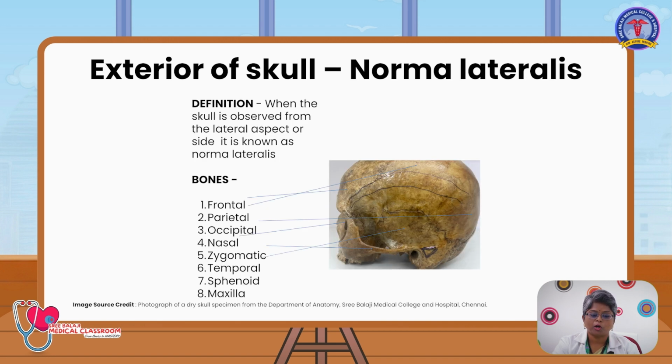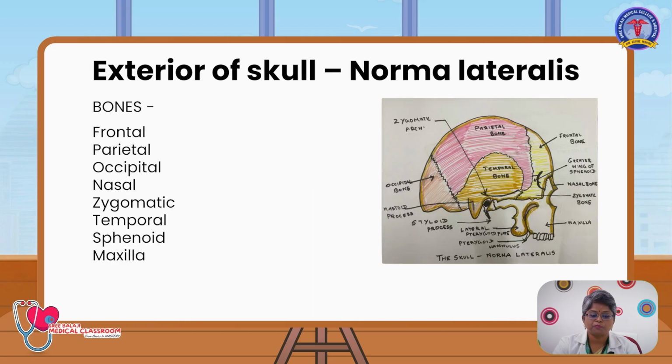Next, we will move on to the norma lateralis, which is nothing but the observation of the skull from the lateral aspect or side. Now, the various bones forming the norma lateralis include the frontal bone, the parietal, the occipital, the nasal, the zygomatic, the temporal, sphenoid, and the maxilla.